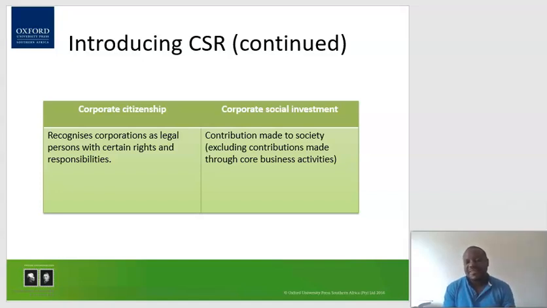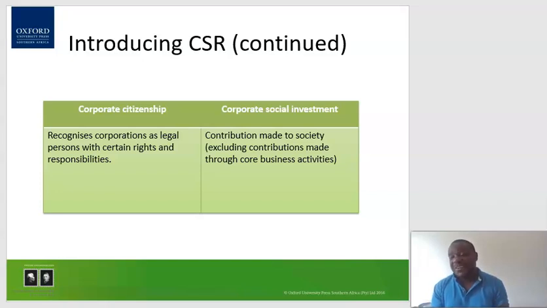So basically that's corporate citizenship, where we are saying those organizations must also understand that, in as much as they have rights to operate as separate legal persons, there are also responsibilities that come with it. Then there is also what is known as corporate social investment.